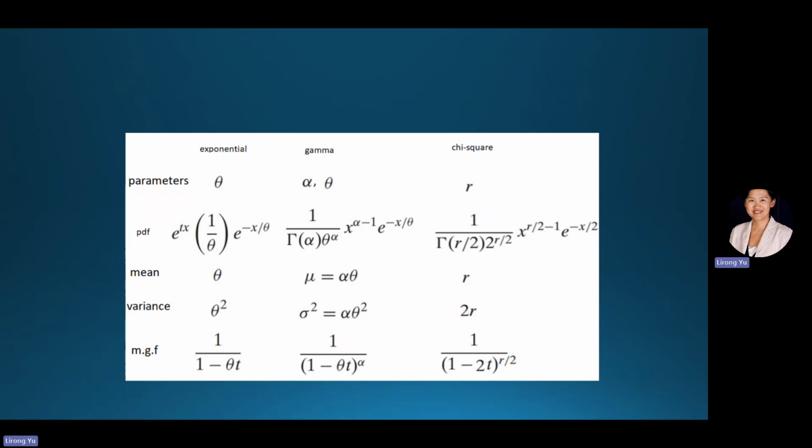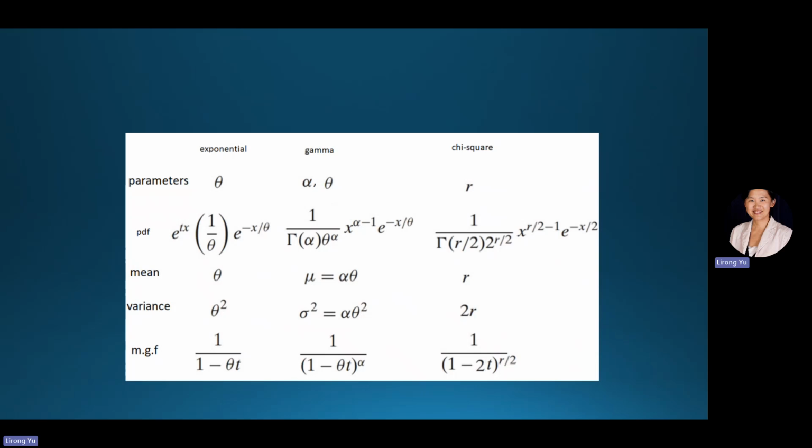Then we have the density function. For the exponential distribution it is 1 over theta, e to the negative x over theta. That was a bad editing, right? The gamma distribution density is 1 over the gamma function of alpha, theta to the alpha, x to the alpha minus 1, e to the negative x over theta. The chi-square distribution is over here. When you switch alpha to r over 2 and theta to 2, you have the chi-square distribution. Once you put them together, you can see their similarities and differences. It's easier to keep track of.